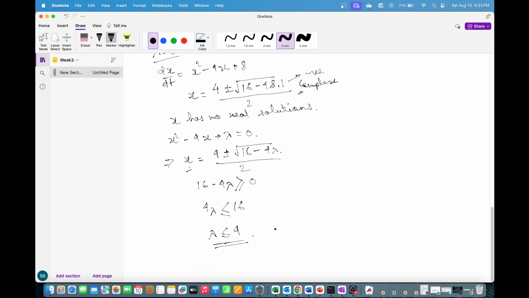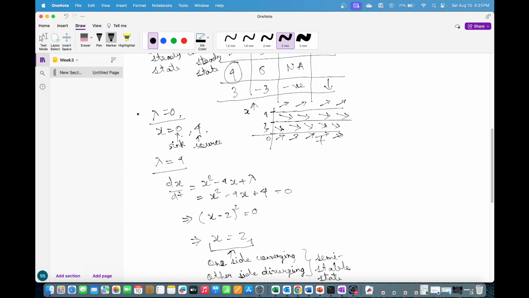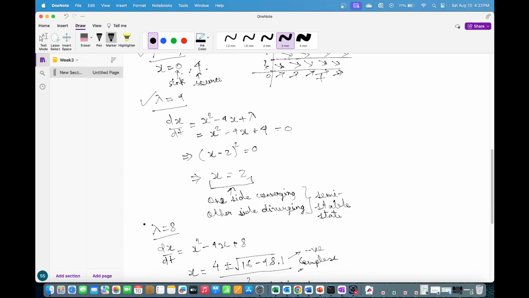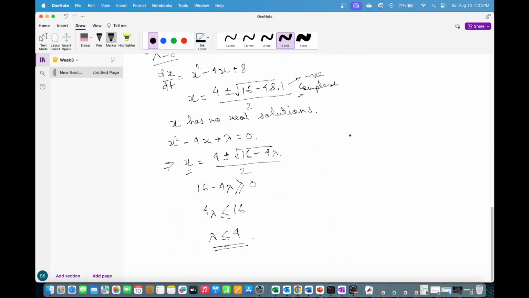So yeah, now we checked lambda for values of lambda equal to 0, lambda equal to 4, and also greater than 4. So let's try to do the bifurcation plot. Let's see how the bifurcation plot will look. For a bifurcation plot, remember we plot x versus lambda. Okay, x versus lambda. Now let's do 1, 2, 3, 4, 5.